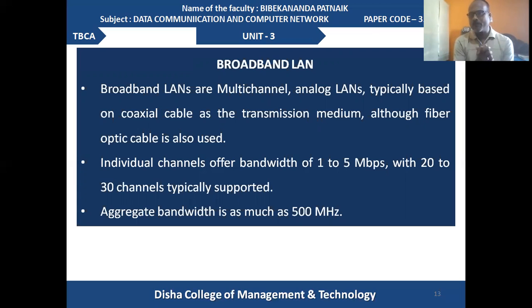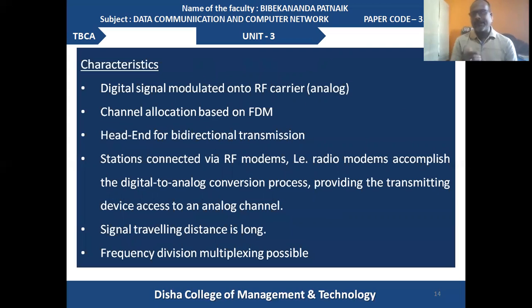Individual channels offer bandwidth of 1 to 5 megabits per second, with 20 or 30 channels typically supported. So this is a basic limitation. The maximum bandwidth of this medium is 1 to 5 megabits per second, and up to 20 to 30 channels are typically supported. The aggregate bandwidth of this communication medium is normally 500 megahertz. And these are the characteristics of this first medium.